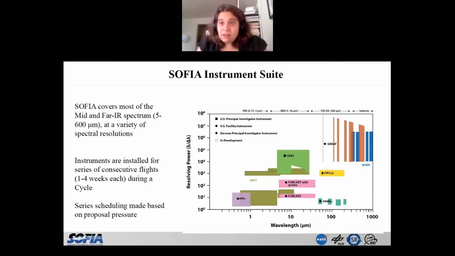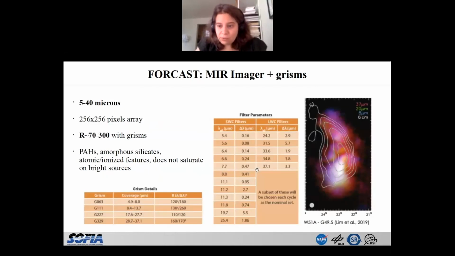And so typically during a cycle, you would have the same instrument coming up once or twice only. So again, think about how that may impact monitoring observations, for example. The scheduling can be a little complicated, and when and how long this series happens is really based on the proposal pressure. So what people with high priority proposals of very interesting science have asked for. So I'm going to go through those 6 instruments quite quickly.